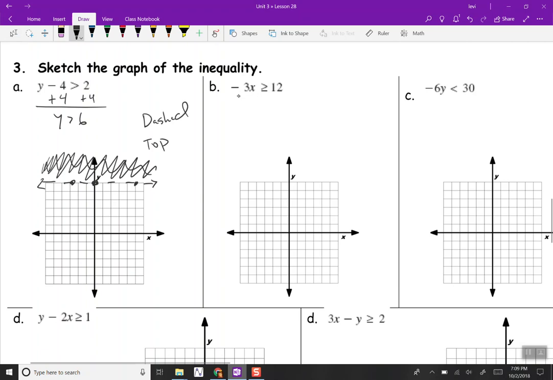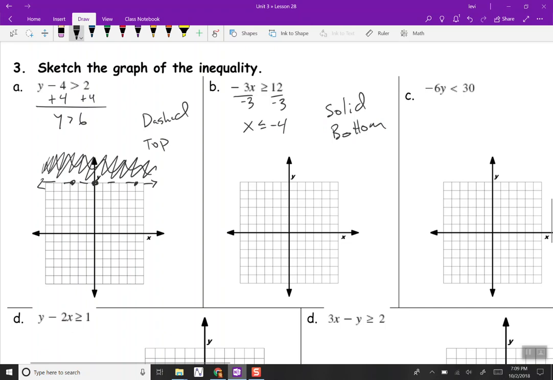B, we're going to divide by negative 3. Same rules apply. We love math. When we divide by a negative or multiply by a negative, we reverse the inequality symbol. Now we look at this, and we have the equal symbol, so that's a solid line. That means the points on the line are solutions. And it's less than, so we're going to shade on the bottom.